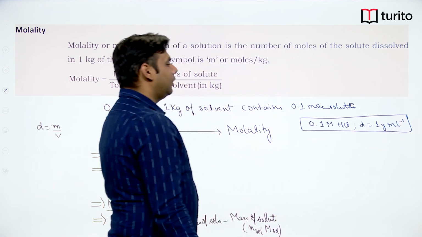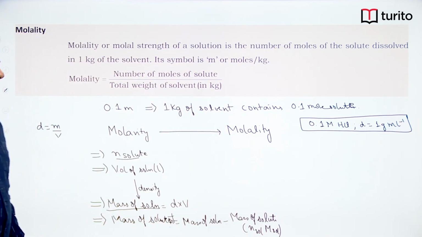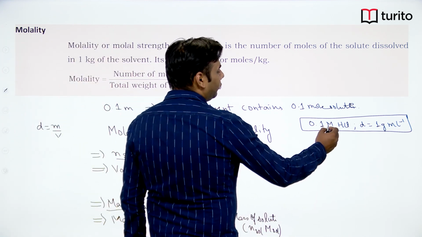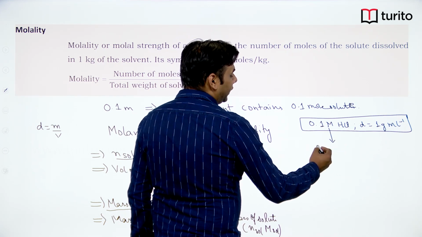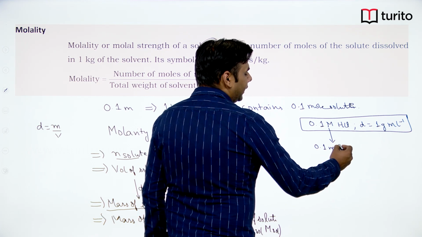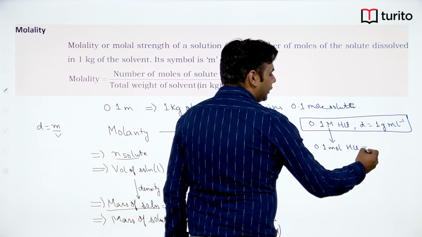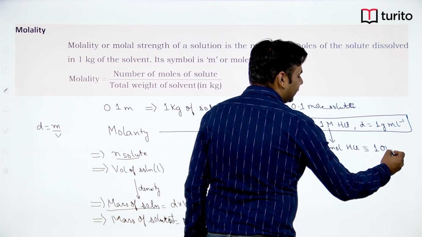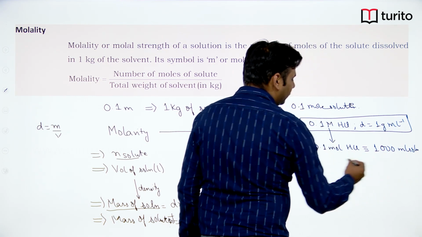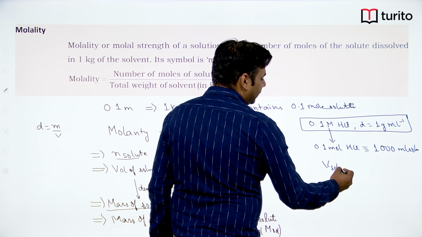Okay, 0.1 molar HCl, density is 1 gram per ml. Say the question says find the molality of this solution. So 0.1 molar HCl means that 0.1 moles of HCl is present in 1 liter solution or 1000 ml solution. Okay, so we know the volume of solution as 1000.